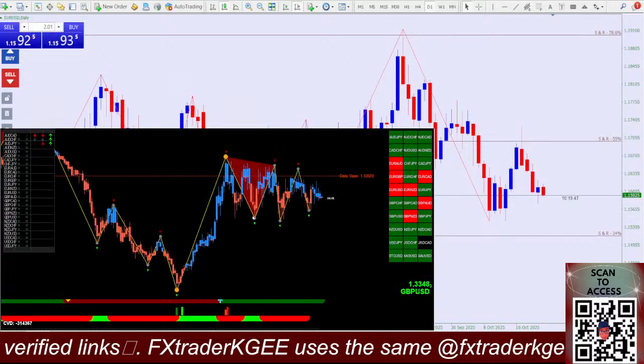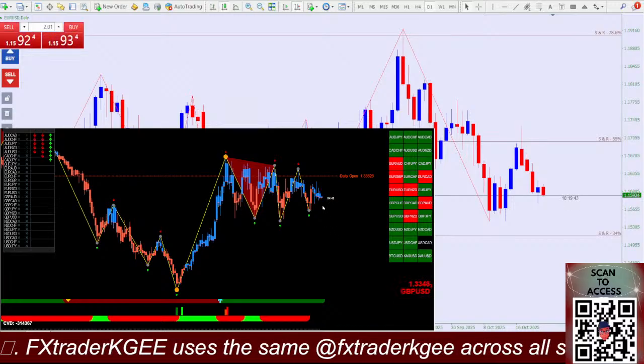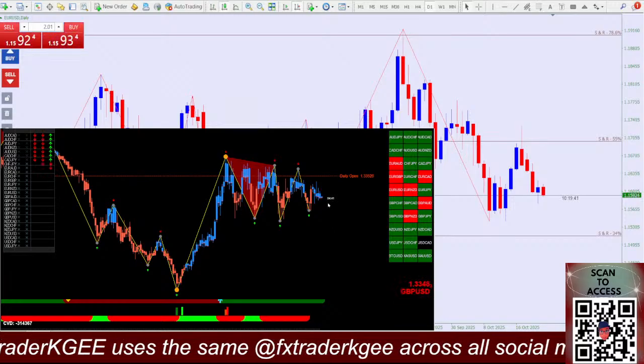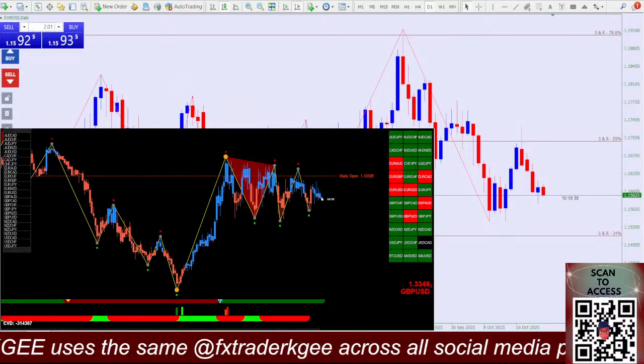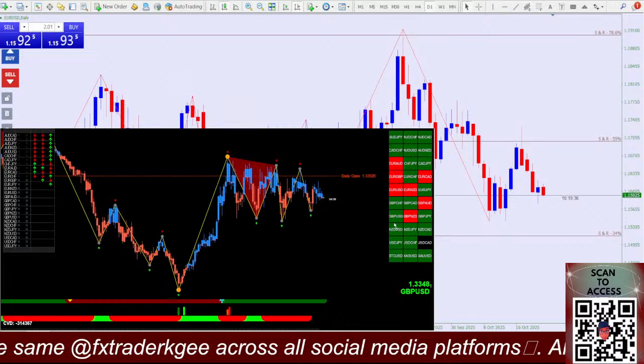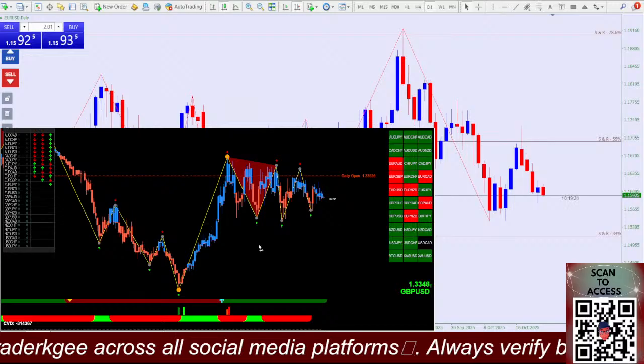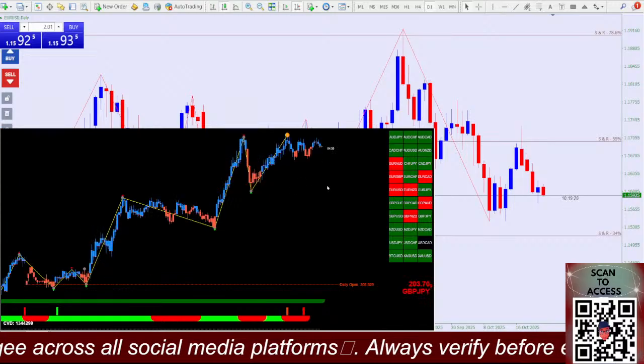Okay, so once we get that confirmation, that means I'm going to begin to sell immediately. I'm not going to wait for anything or anybody. And also GBP JPY. Today, tomorrow, you can still catch some pips, catch some good moves.